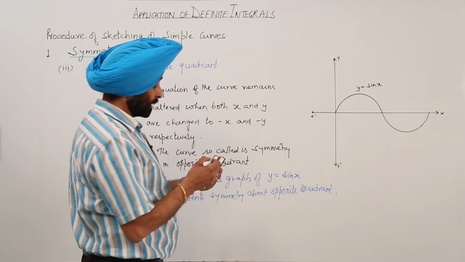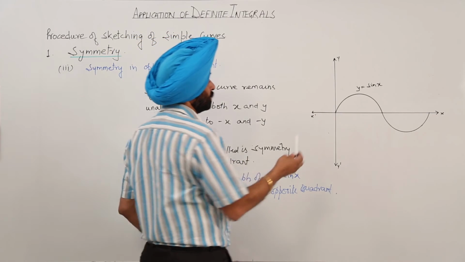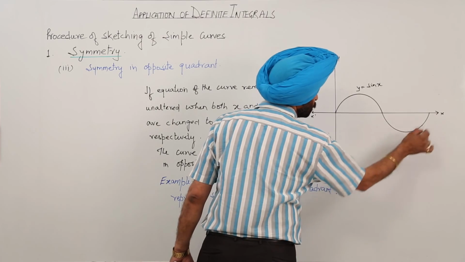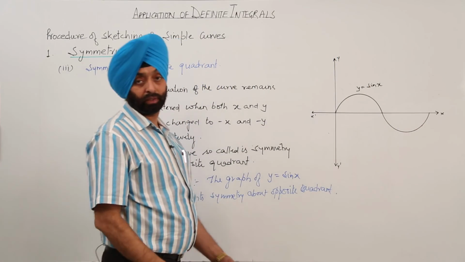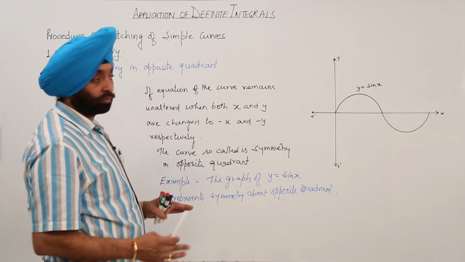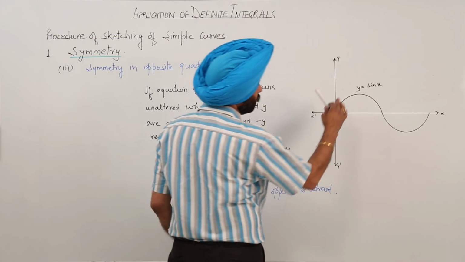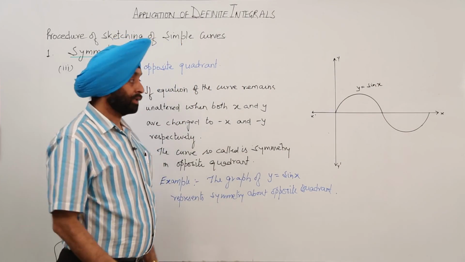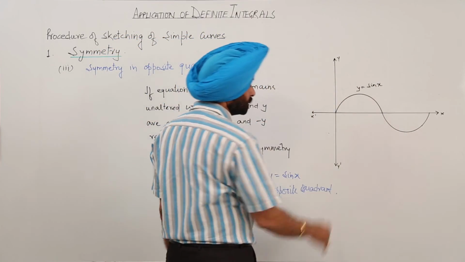Okay, and here is the graph, and the distance from each and every point of this side is equal to the distance of each and every point of this side in the negative sign. Okay. So, symmetry in the opposite quadrant shows for the graph of y is equal to sin x, and it should be like this. Okay. It should be like this also, it can be in this quadrant also. Okay.